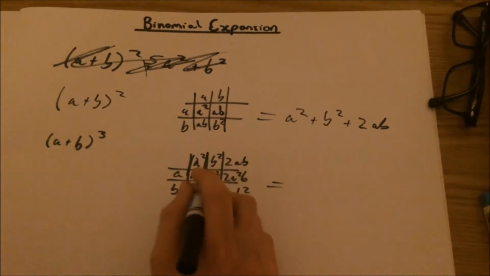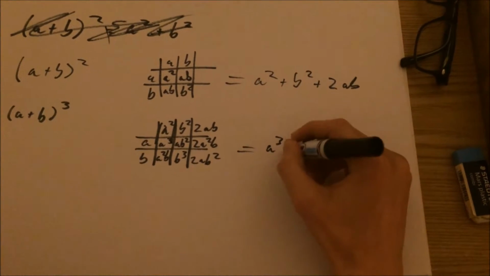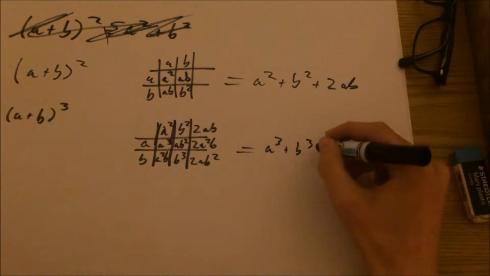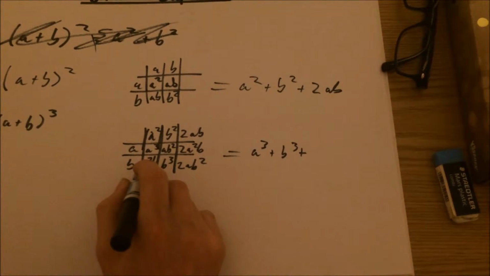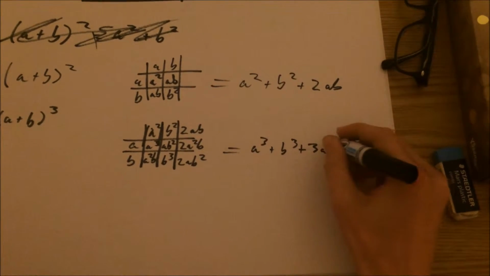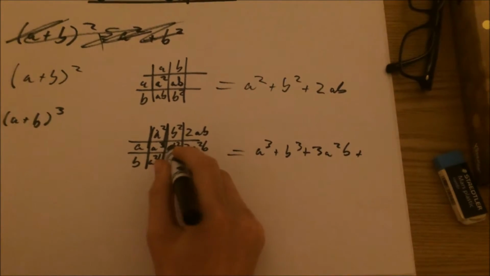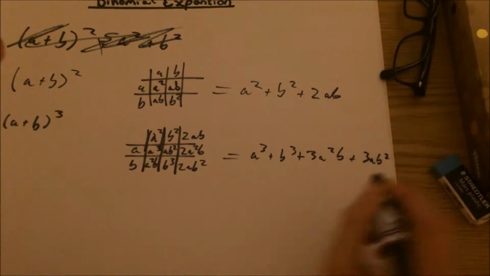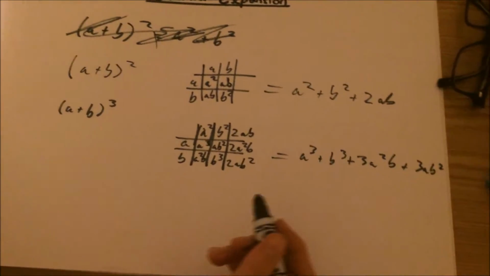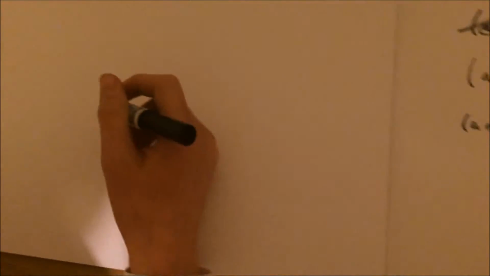And then to total it up again, we add all the boxes. So a cubed plus b cubed. Now we have 2a squared b and a squared b here, so it's 3a squared b. And then we have 2ab squared here and ab squared here, so that's 3ab squared. You can see this is getting pretty tedious. So, what is a better way of doing this?